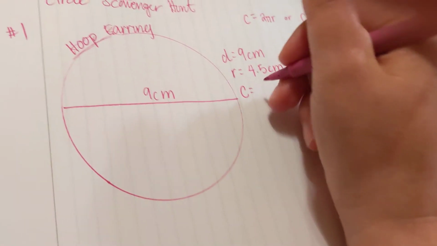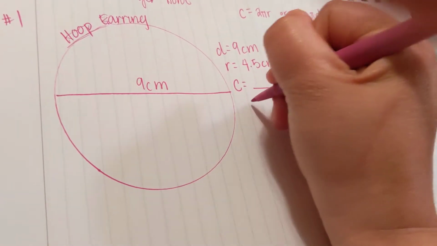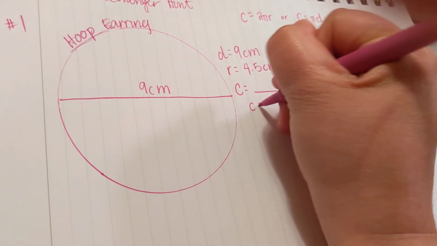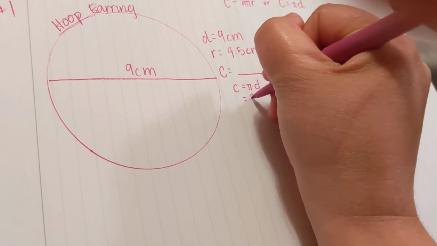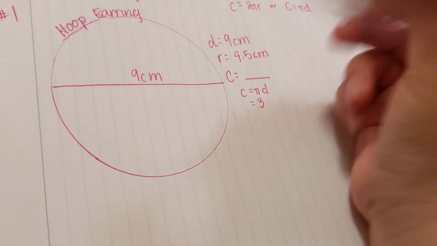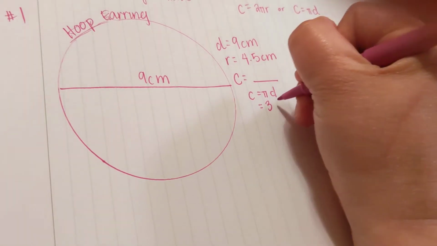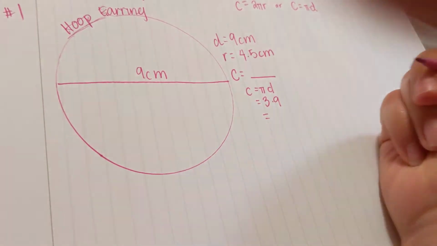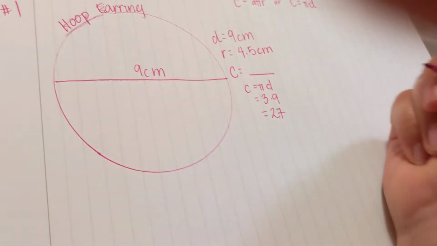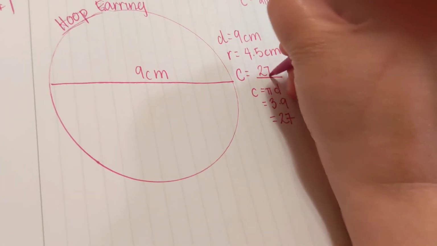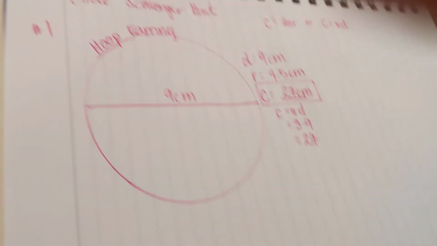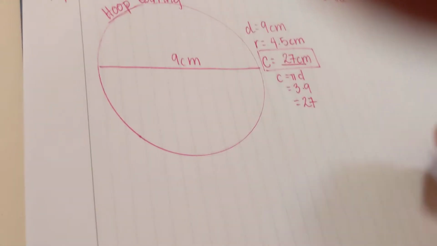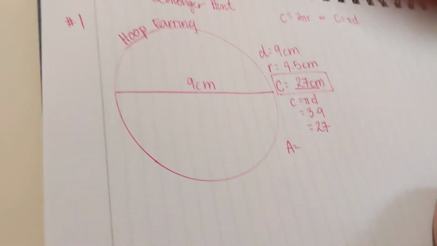So I'm going to use C equals, I'm going to leave that blank so I can write the answer there. C equals pi d. Pi is equal to 3 all the time. Remember, pi is always 3. Diameter is 9. I'm going to go ahead and multiply. That is 27. So under my answer, I should have 27 centimeters, and I'm going to go ahead and box that.